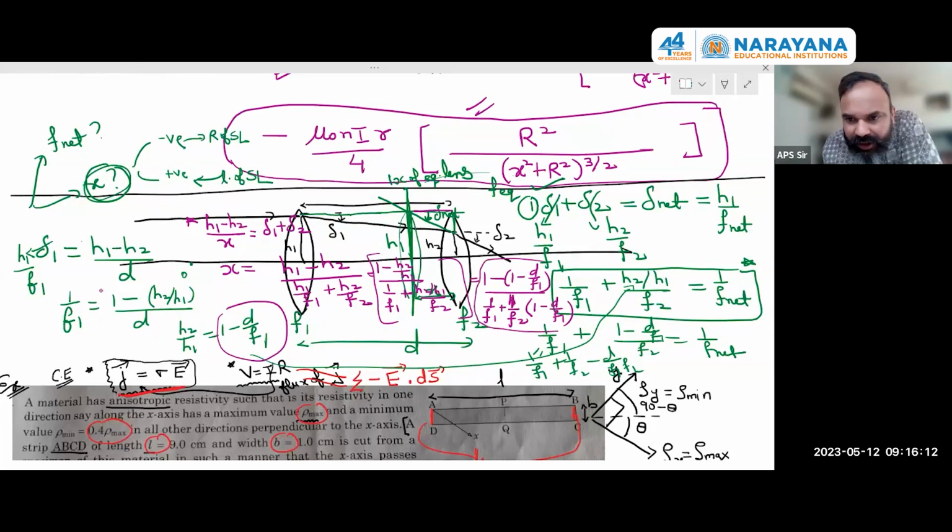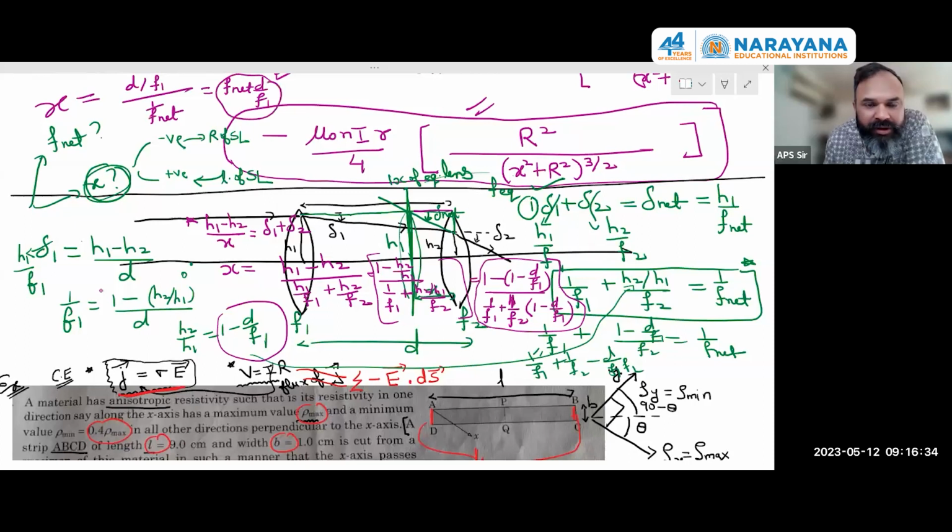Observe this carefully. You can solve this, and X comes out as D by F1 in the numerator, and in the denominator it is 1 by F1 plus 1 by F2 minus D by F1 F2. So basically that is 1 by F net. So once you get F net, you can directly say it is F net into D upon F1. Just substitute F net and F1 with proper sign.